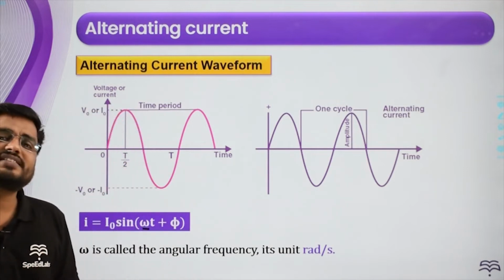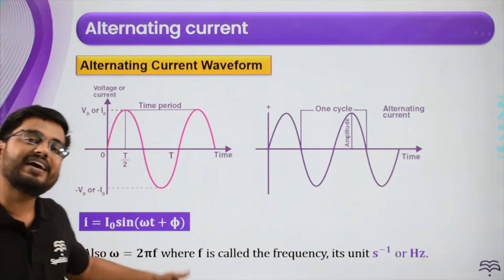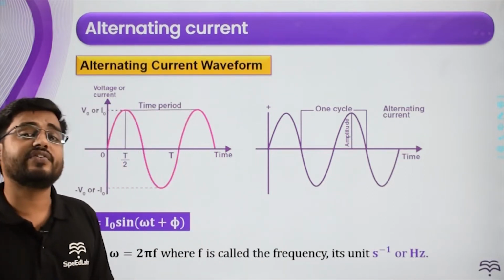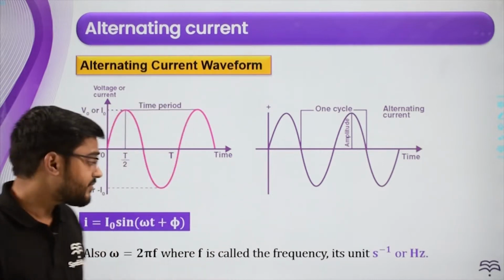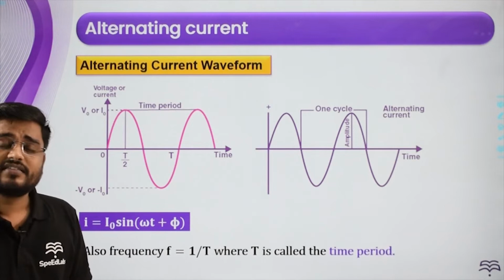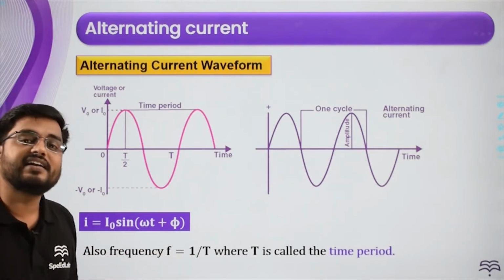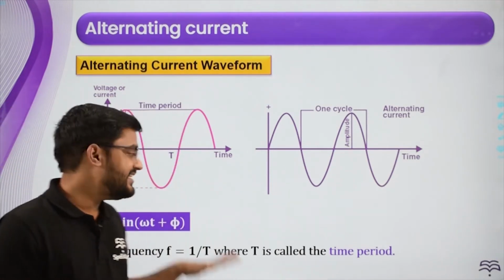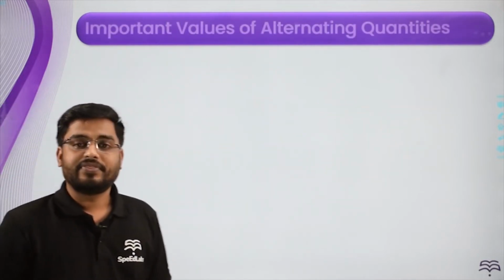How is angular frequency related to the normal frequency? Omega is nothing but 2 pi times the normal frequency, and the SI unit of normal frequency is per second, or hertz. The reciprocal of frequency is nothing but our time period. So time period and frequency are related like this. These all come from waves. We have already discussed all these in detail in the waves chapter. Here we are just revising it.